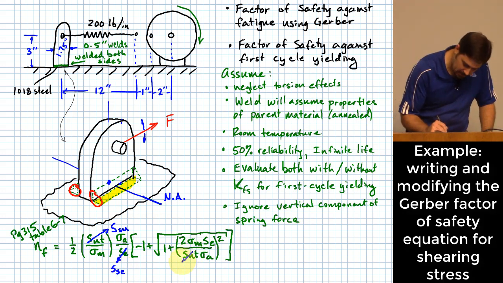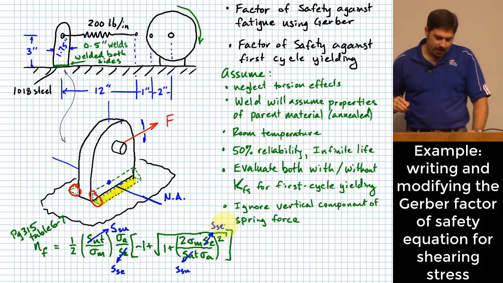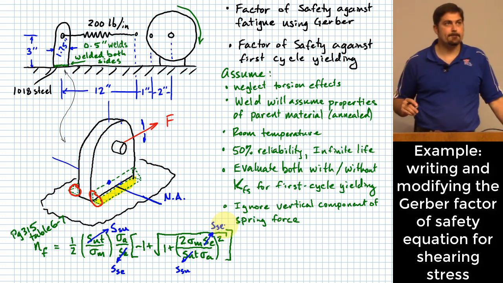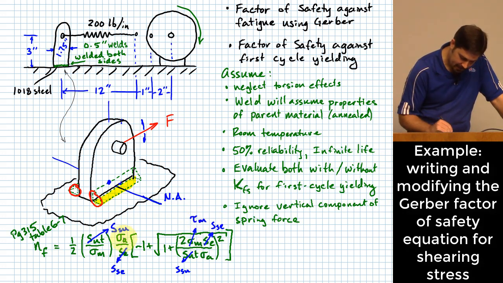And so S sub ut and S sub e would also be subject to those conversions that we're going to need to do. We'll get to those here in just a second. But what else do we need to do? Okay, the stresses are going to be shearing stresses, so we're going to come up with a tau sub m and a tau sub a.